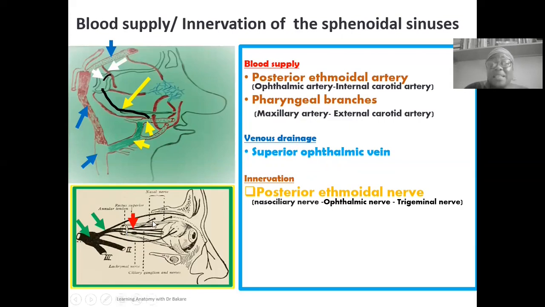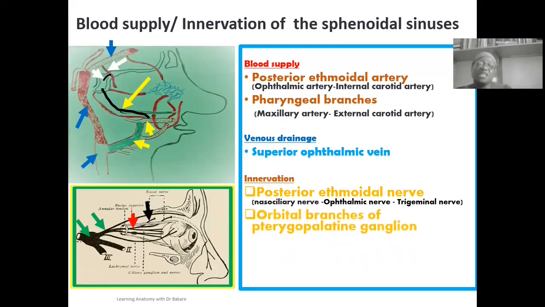So it is from the nasal branches that we have the posterior ethmoidal nerve. This is the posterior ethmoidal nerve here, arrowed in black. This is the anterior ethmoidal nerve here at the front, but it is this posterior ethmoidal that gives innervation to the sphenoidal sinus. Then it also receives branches from the pterygopalatine ganglion. We know that the pterygopalatine ganglion is a collection of cell bodies that is located inferior to the maxillary nerve. So from this region, it gives off orbital branches that also help to give innervation to the sphenoidal sinuses.